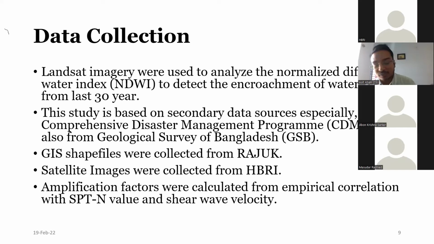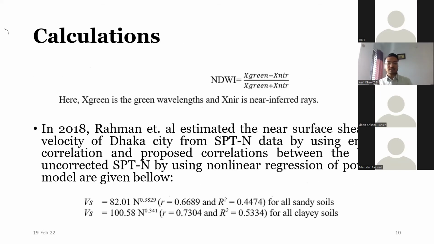Soil amplification factors are calculated from the empirical correlation with the SPT N value and shear wave velocity. And this calculation method was used. The normal NDVI method was from the satellite image with green values, and we took the shear wave velocity formula from Mr.